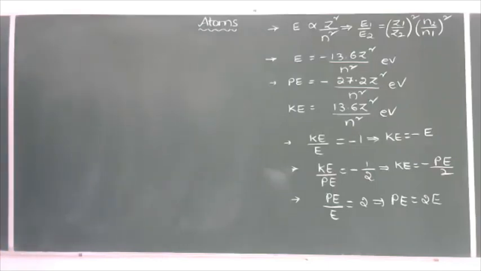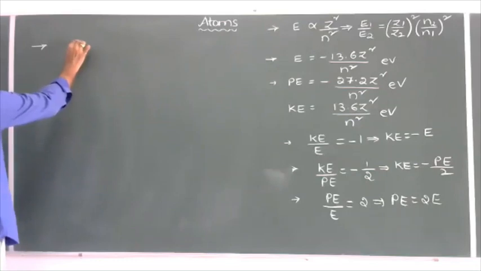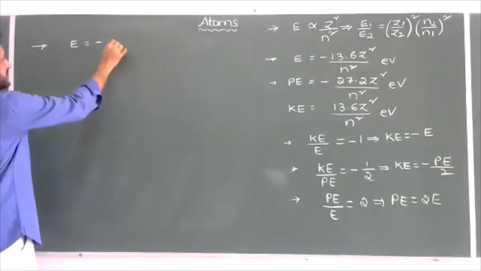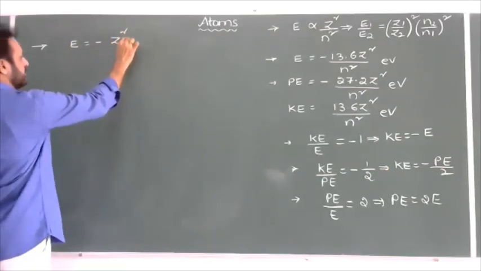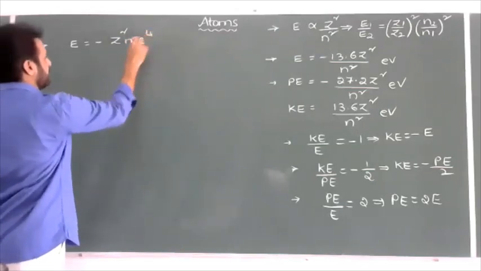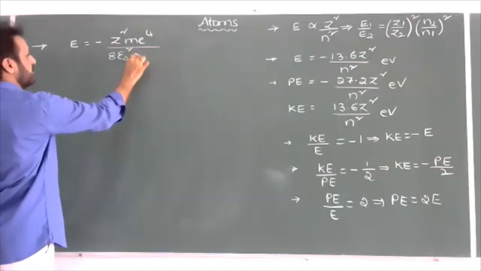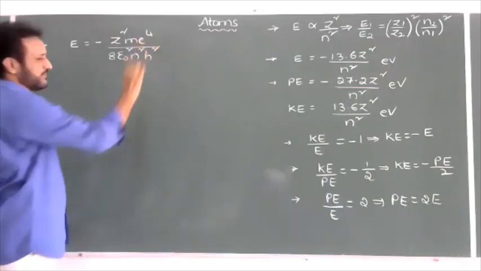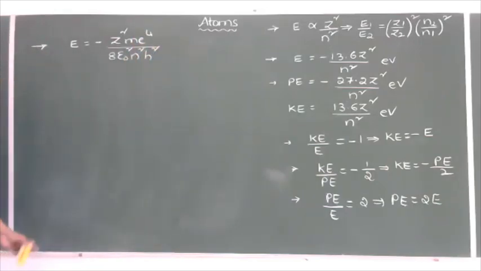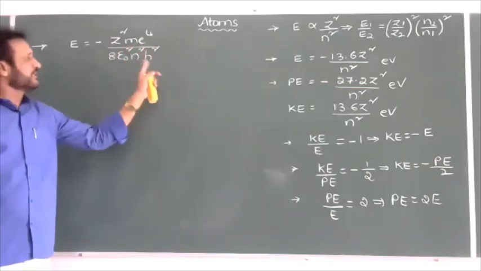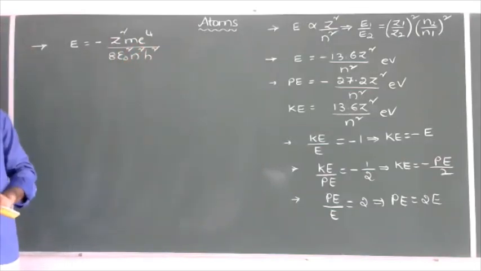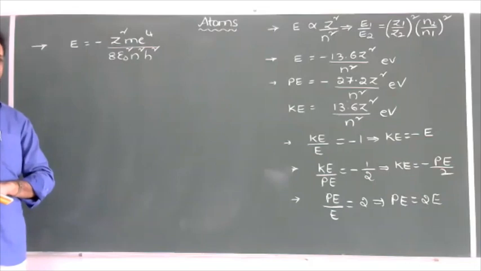And check the last formula we have given, the derived formula. Total energy of electron in the nth orbit is equal to minus Z square into m e power 4 by 8 epsilon naught square into n square h square. Correct? For example, this equation, if you multiply and divide with the 2 pi square, check what we'll get.